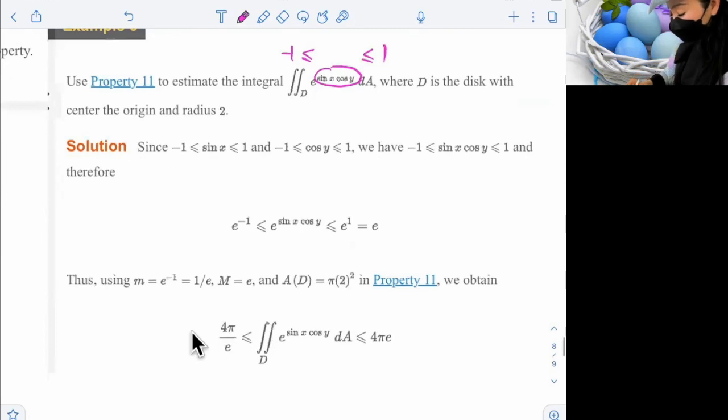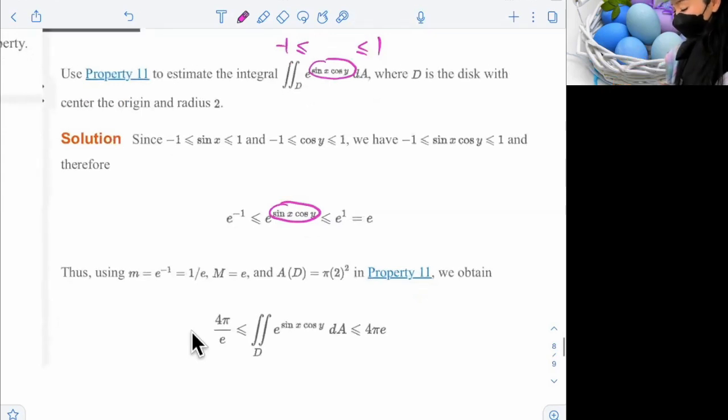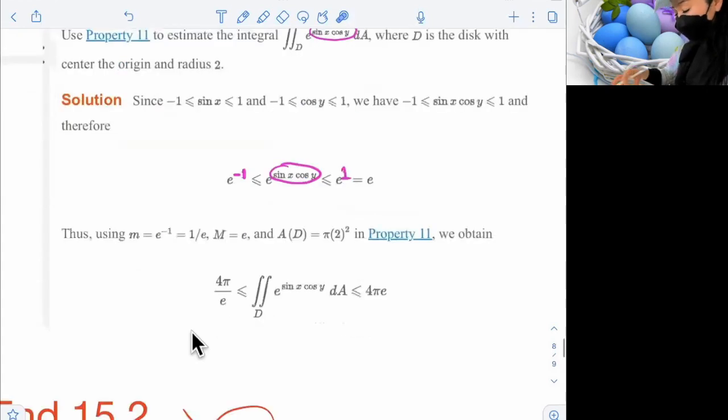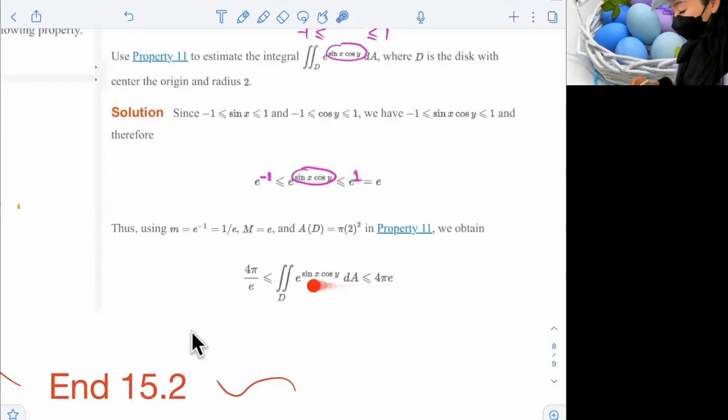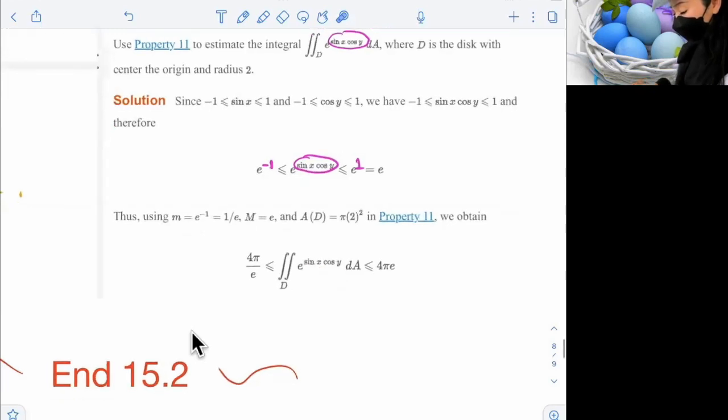Therefore, remember the exponential function is strictly increasing. So the exponent here is bounded below by -1 and above by 1. Then this is bounded below by e to the -1 and above by e to the 1. By that last property, this double integral is going to be bounded by e to the -1 times the base area.